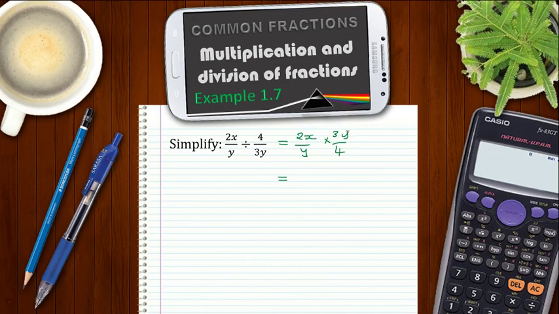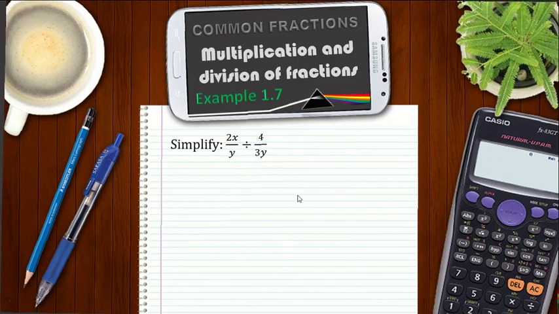So we have y that cancels, and then 2 can go into itself once and into 4 2 times. If I multiply what is left, we've just got 1x or x, so x times 3 is 3x, and over here we just have 1 times 2, so that's just 2. So this is then our final answer there.